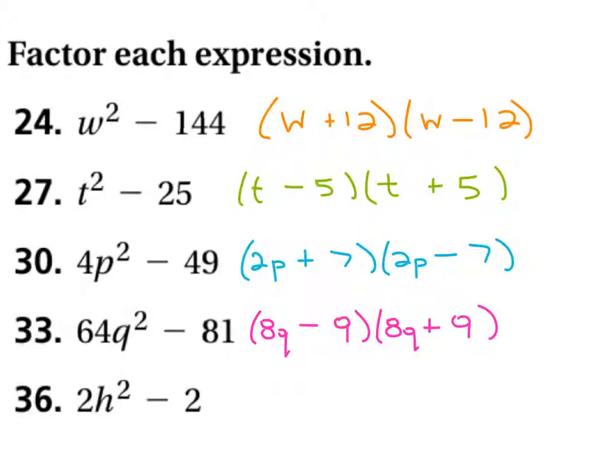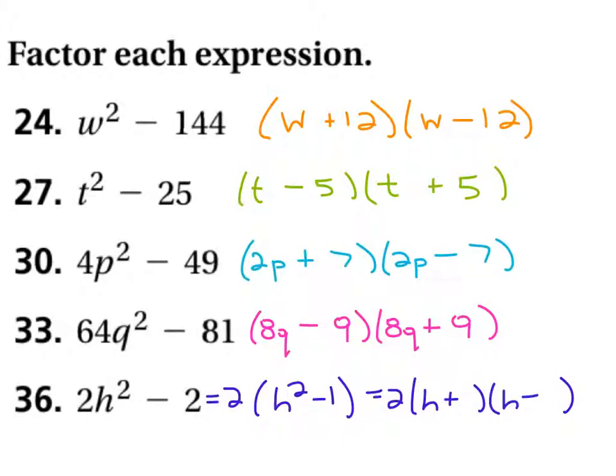Now, this one is a little bit unusual. It is unusual because those aren't perfect squares. But you know what they are? They are both multiples of 2. So we're going to factor 2 out. Say that equals 2 parentheses h squared minus 1. And those are both perfect squares. So then it must be 2 times one of each. Square root of h squared is h. Square root of 1 is 1. And that is the final answer for that one.